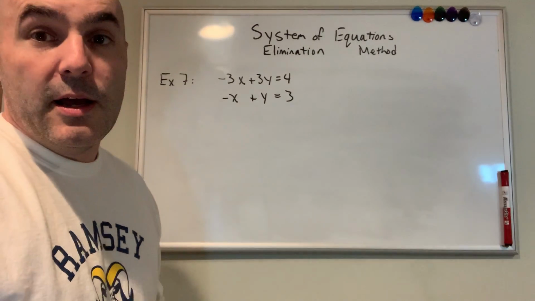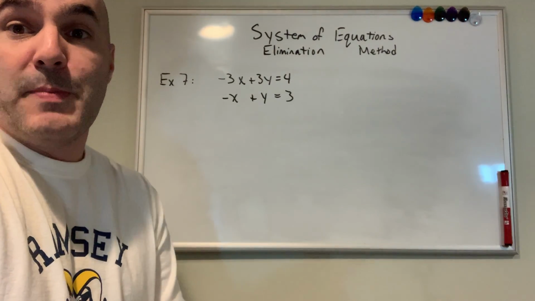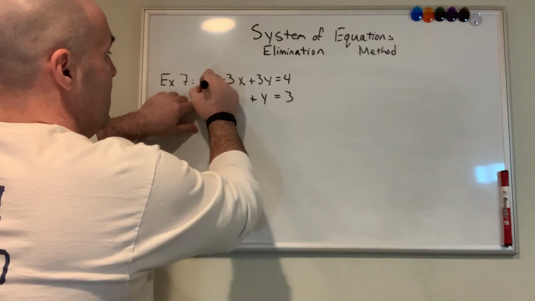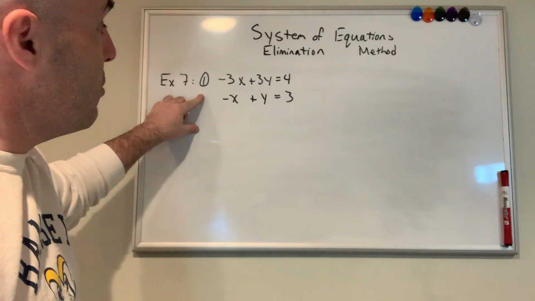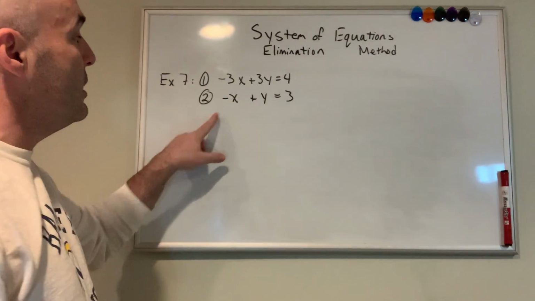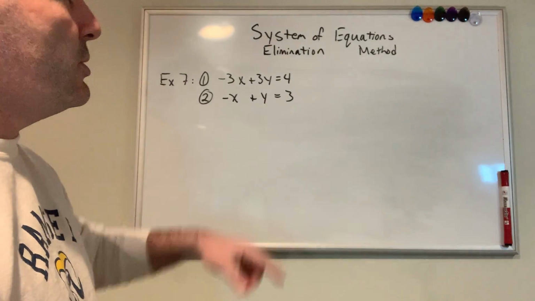Okay, now we're taking a look at example seven. This is gonna be the first of our special cases. Okay, so I have the top equation. Equation one is negative 3x plus 3y is equal to 4. And the second equation, the bottom equation, number two, is negative x plus y is equal to 3.